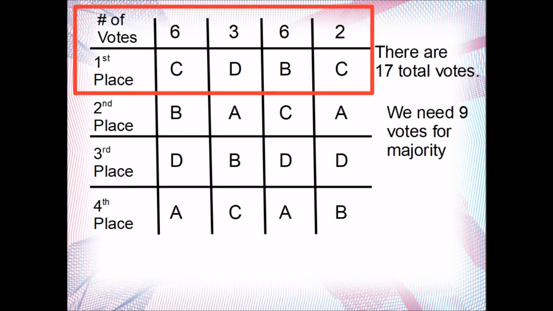So let's total them up here. Candidate A has 0 first place votes. Candidate B has 6. Candidate C has 8. Can you see why candidate C has 8? First column and the last column both vote for candidate C. So 6 plus 2 is 8. And candidate D has 3 points. So no one has 9.